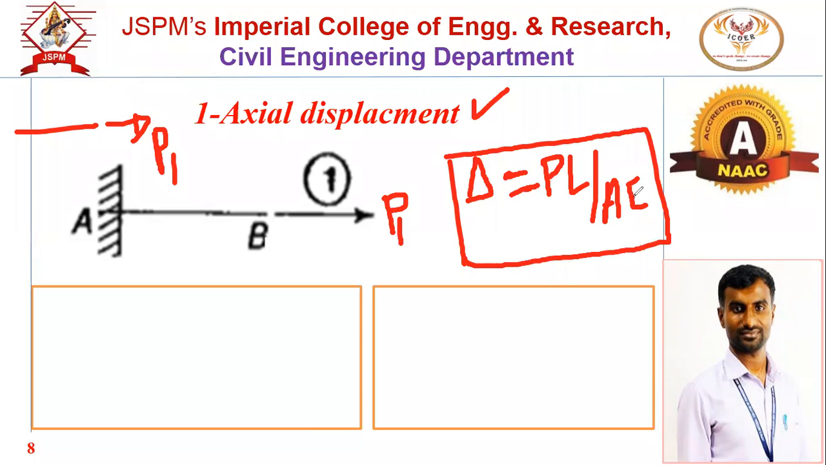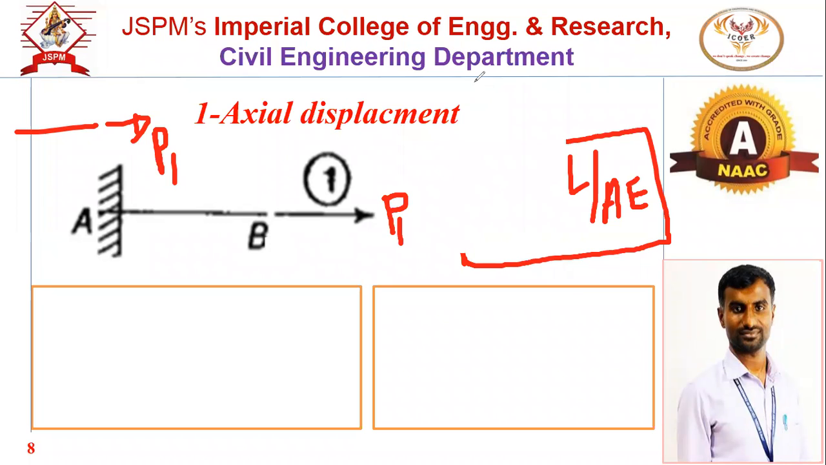Stress is directly proportional to the strain, E constant. Then strain is delta L by L and stress is P by A. So the elongation or contraction is the axial displacement. If the load is axial, then the displacement will be axial displacement and is given by the formula PL by AE. Now this is the displacement we know.